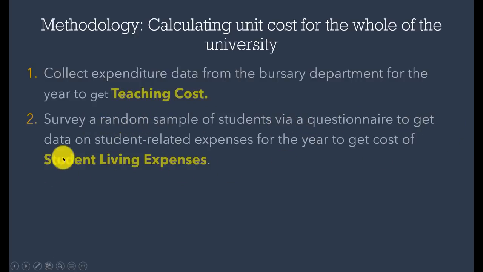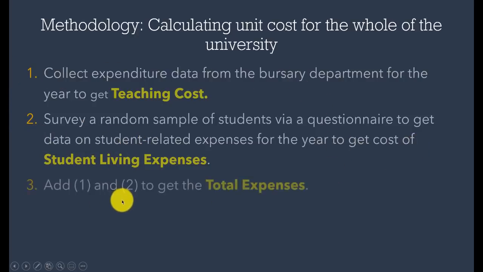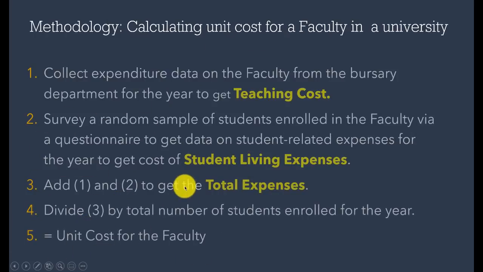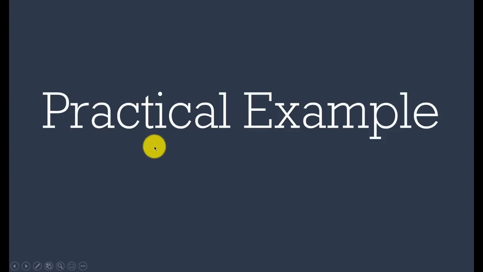Get them a questionnaire, an online questionnaire preferably, and ask them about student-related expenses for the year to get the cost of student living expenses. So you add these two together and divide. It's as easy as that, and you get unit cost. Oh, this is quite easy. For the faculty, it's the same, but you now narrow your teaching costs data and your student living expenses data to the students in your faculty. Then you do the same and get unit cost for the faculty.